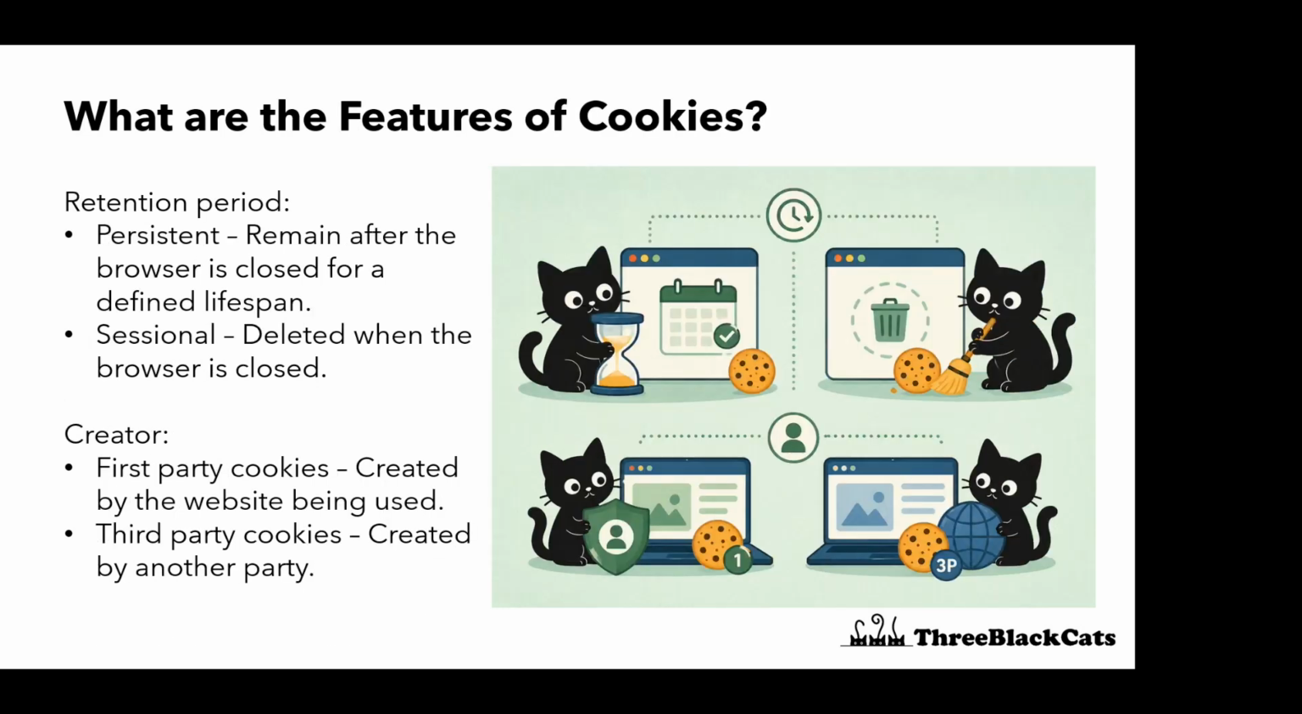So when we think about a cookie, it has a couple of features to it. First is a retention period. Not all cookies are born equal. They are either a persistent cookie, which means they remain on your device until a set time period, or they're sessional. A sessional cookie means that it's there until I close my browser and then it's gone.